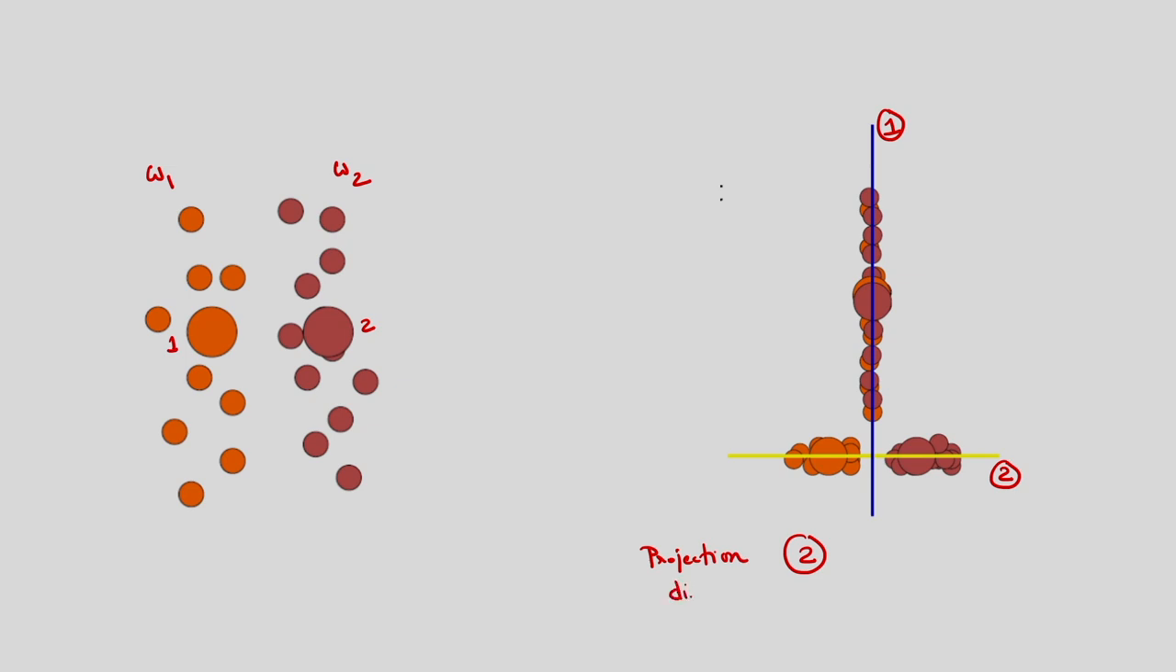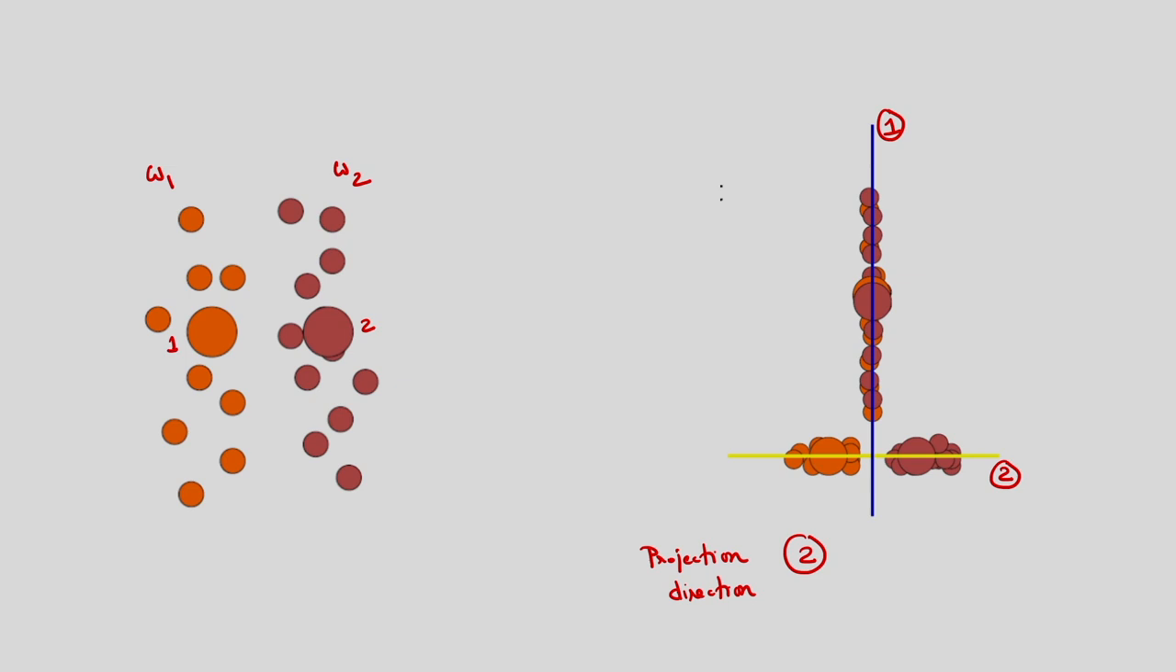Projection direction 2 we have to consider. So, 1 is not good, because in case of the 1, you can see the overlapping of the samples belonging to two different classes. You can see the overlapping take place between the samples of two classes.